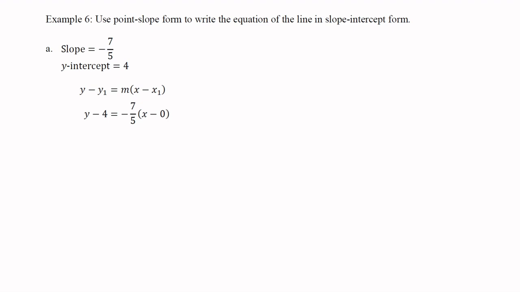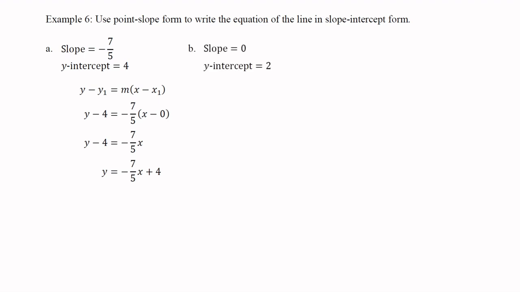And once you do this, you can distribute the negative 7/5, which leaves us with negative 7/5 x. The second term is multiplied by 0, so you don't have to write it. And then we add 4 to each side, and now we have the equation in slope-intercept form.